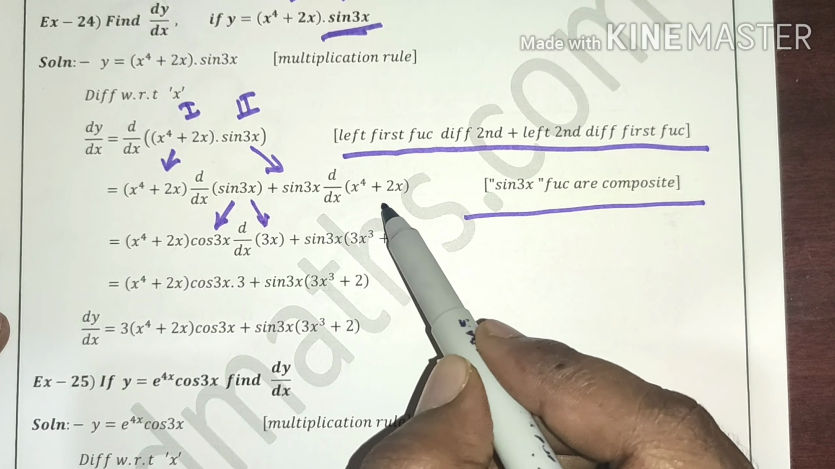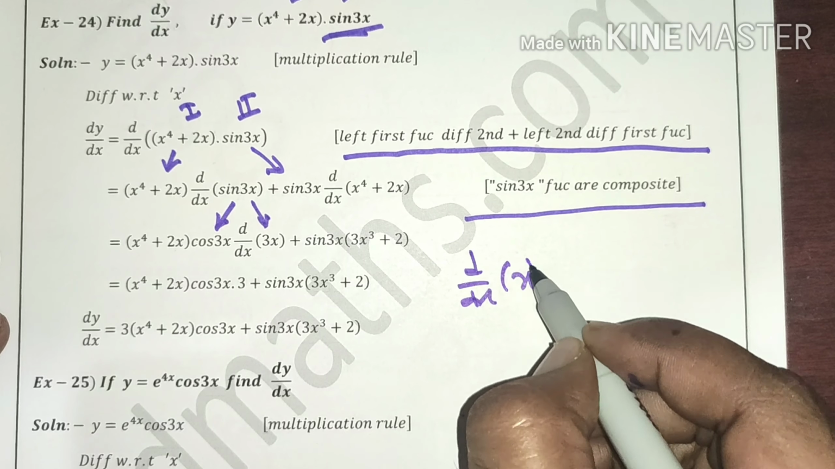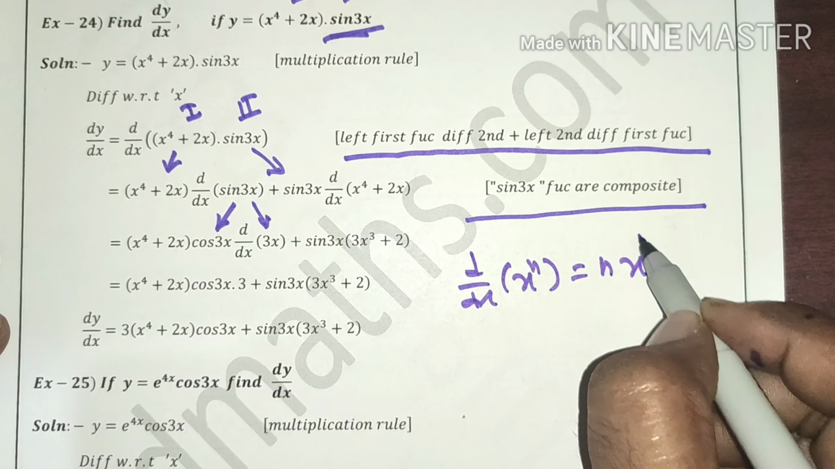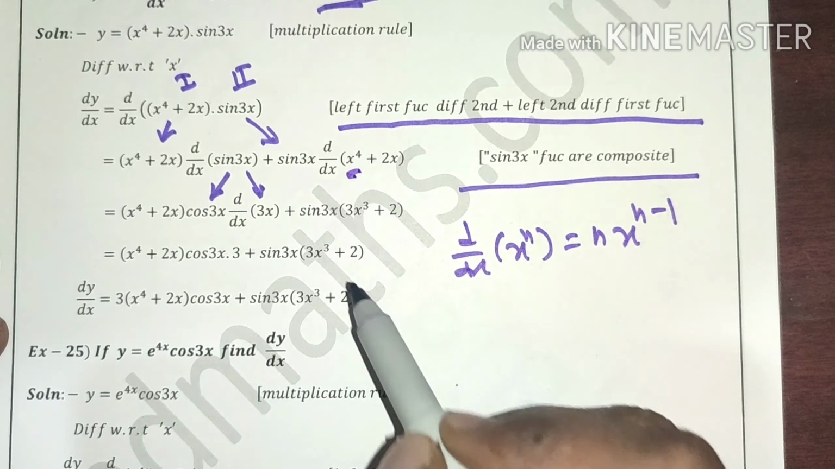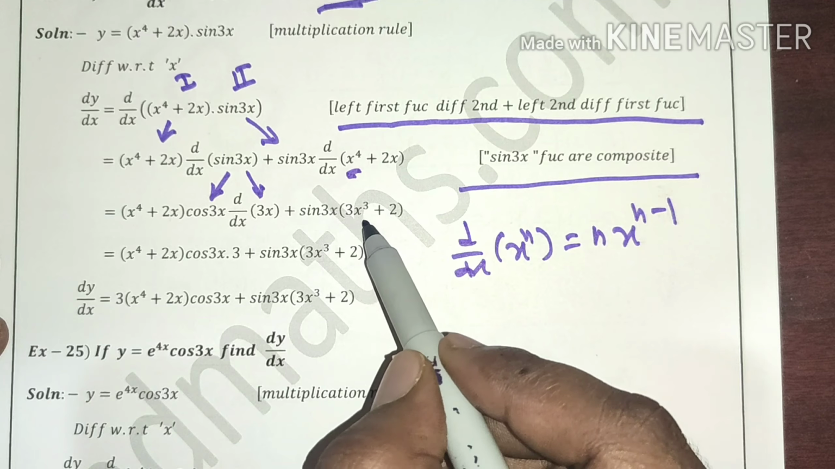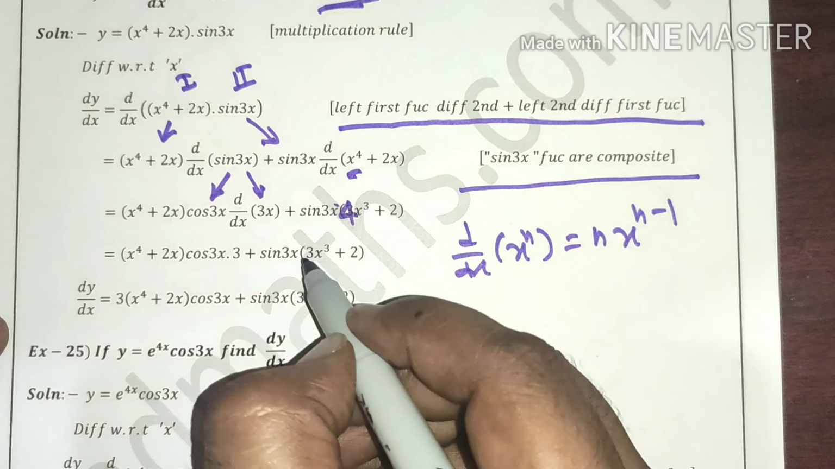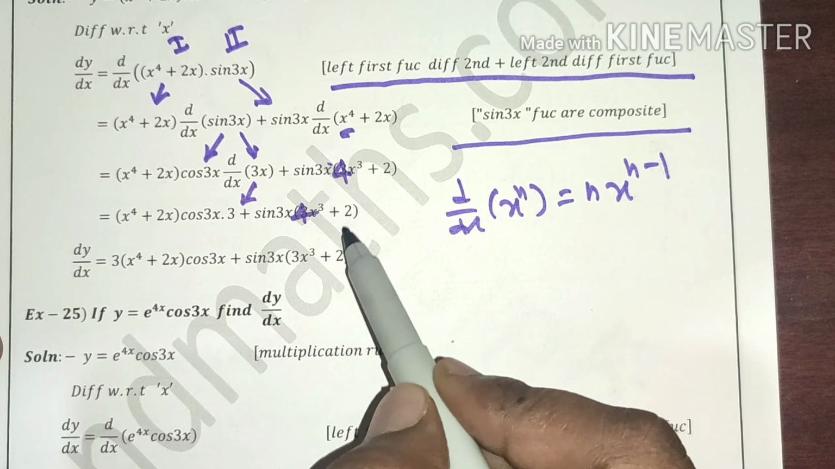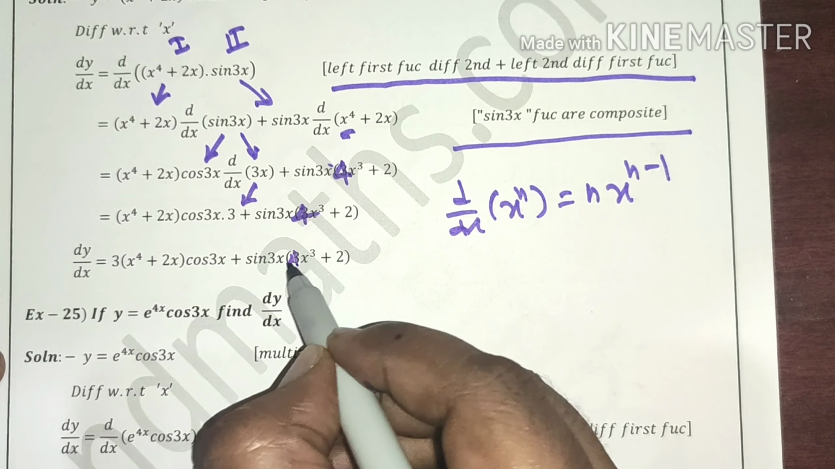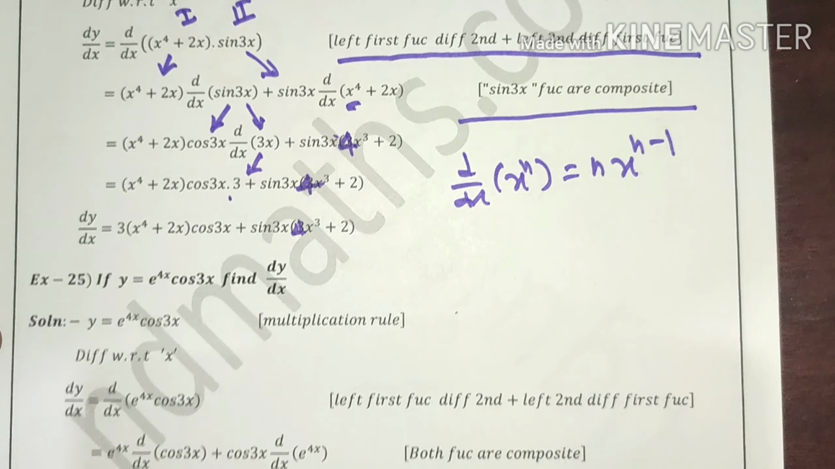See here, x raised to 4 plus 2x. As we know, the derivative of x raised to n is n x raised to n minus 1. By using this formula, the derivative of x raised to 4 is 4x cube, sorry, 4x cube plus 2. Here is also 4x cube plus 3. The derivative of 3x is 3. This is 4x cube plus 3, and this 3 we write in front.